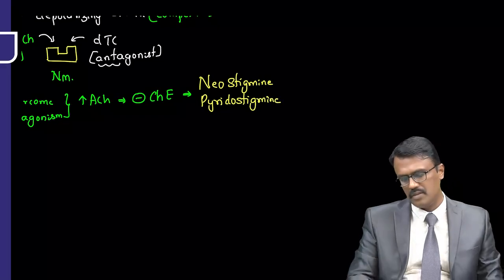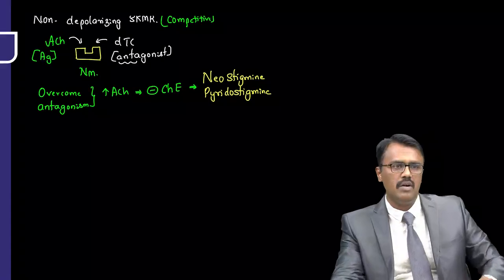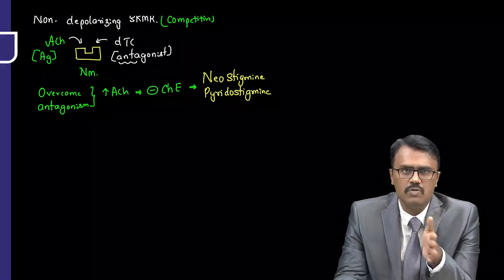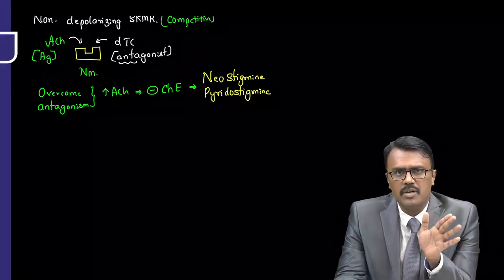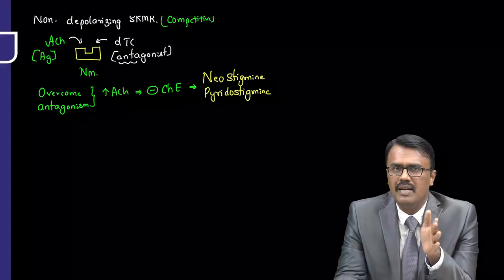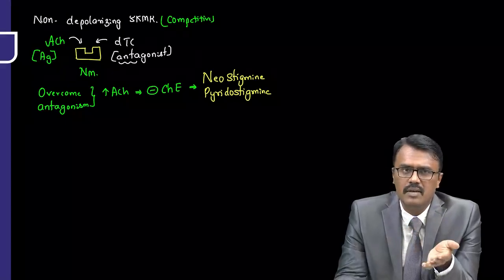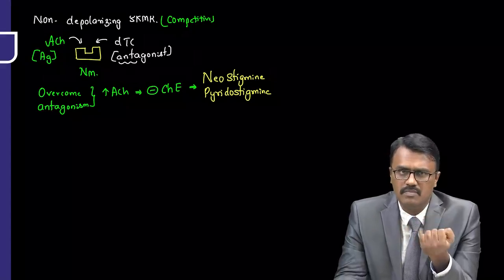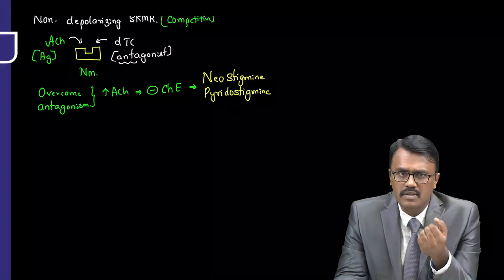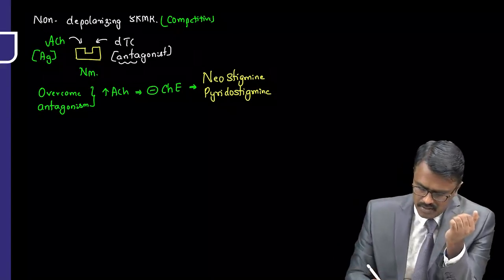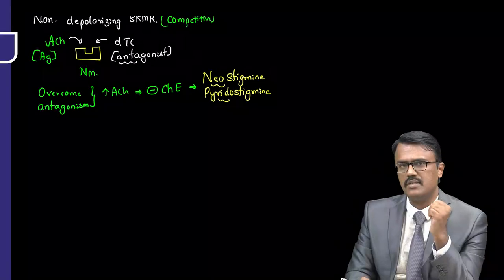Neostigmine and pyridostigmine. Suppose we have already given this muscle relaxant during anesthesia. The surgery is over, and the patient is put in the post-operative ward. Before that, we want the patient to be back with muscle contraction. So at the end of anesthesia, we give neostigmine or pyridostigmine so that the muscle will come back to action. We want to reverse it, so we use them at the end of the anesthesia.